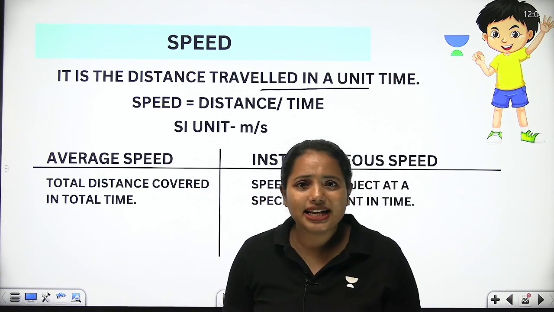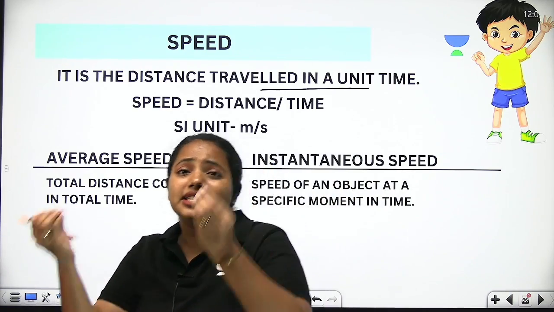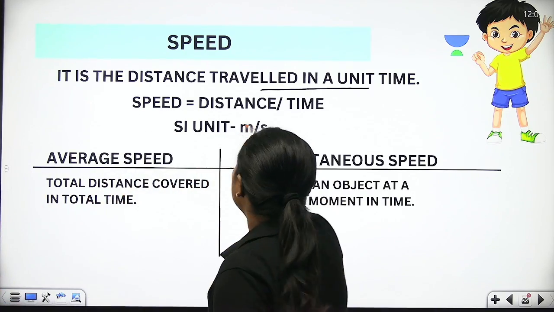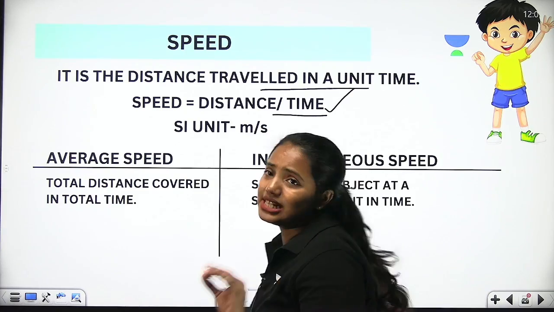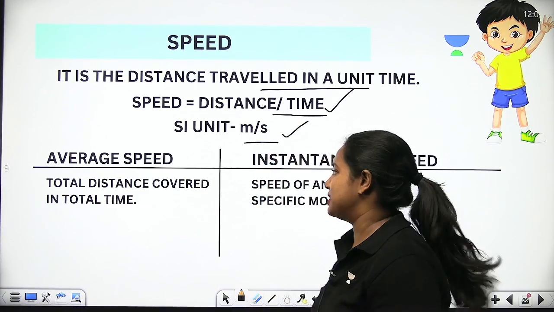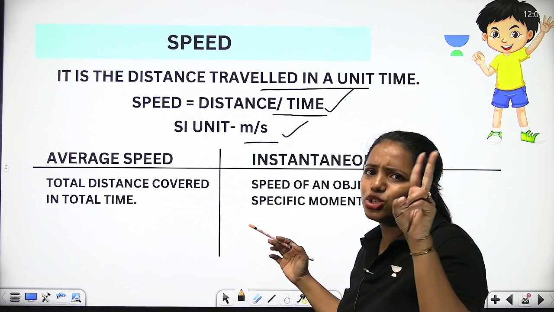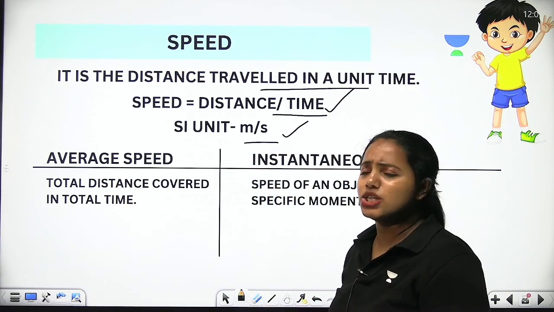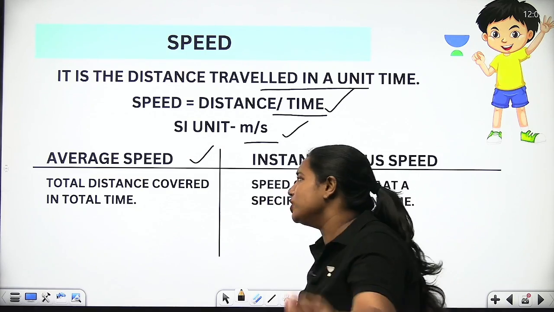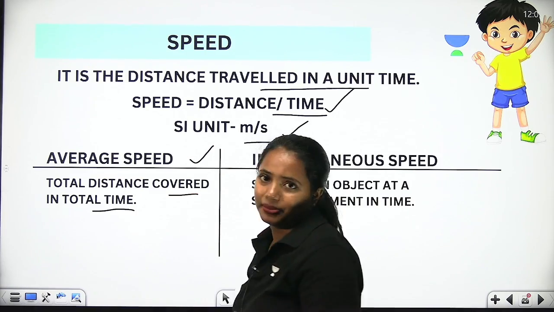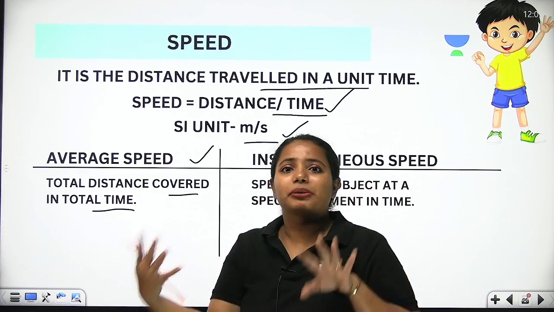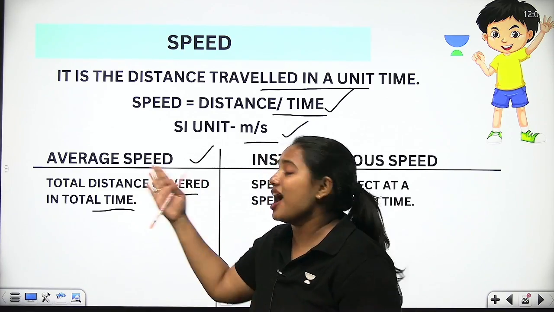So what is speed exactly? It is nothing but the distance covered by a body in a particular duration of time. So what is its formula? The formula is nothing but distance divided by time, and the SI unit is meter per second. And when you look at it, there are mainly two types of speed that we need to learn here. The first one is average speed. Average speed is the total distance covered in total time. Got it? Whatever the total distance covered in a total time duration, this can be termed as average speed.